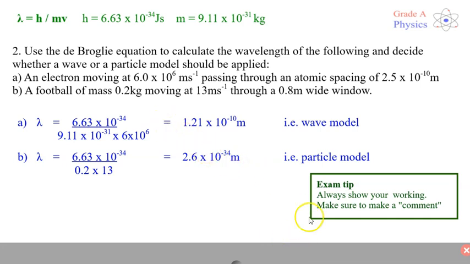Always show your working, very, very important. Always make sure that you make a comment if required. So it says decide whether a wave or particle model should be applied. A typical lost mark in the exam would be students just calculating the wavelength and then not saying whether it's going to be a wave or a particle model. So make sure you answer the question and get that extra detail in.